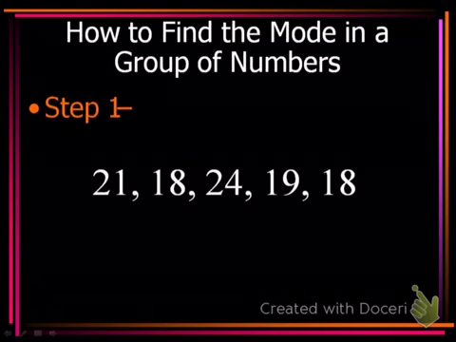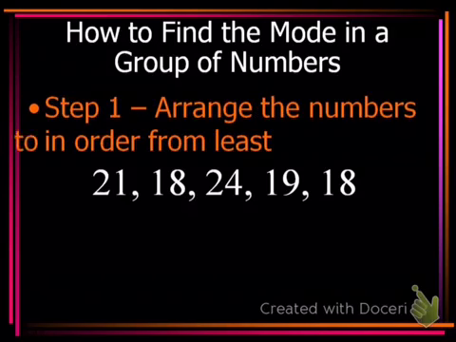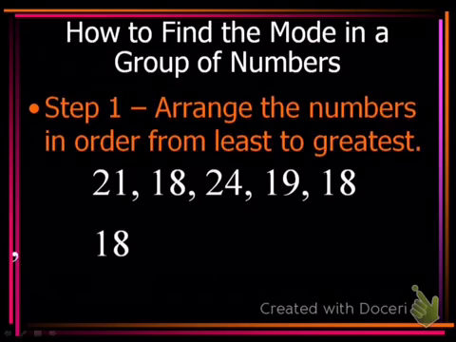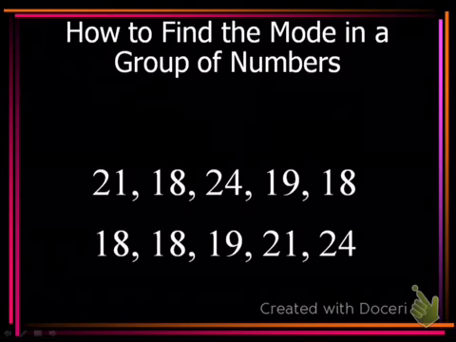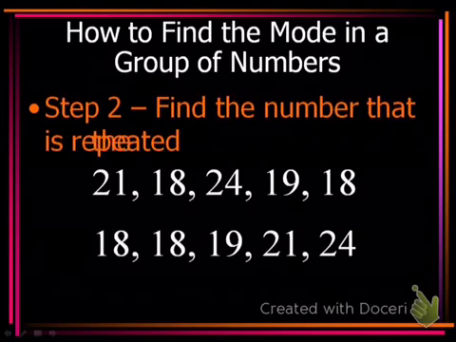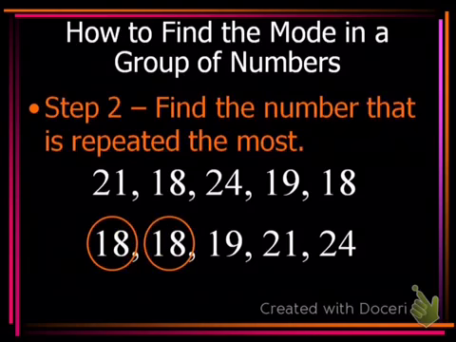How do we find the mode? First thing, we have to arrange the numbers in order from least to greatest. So we have 18, 18, 19, 21, and 24. And then we have to find the number that is repeated the most often. In this case, it would be 18.